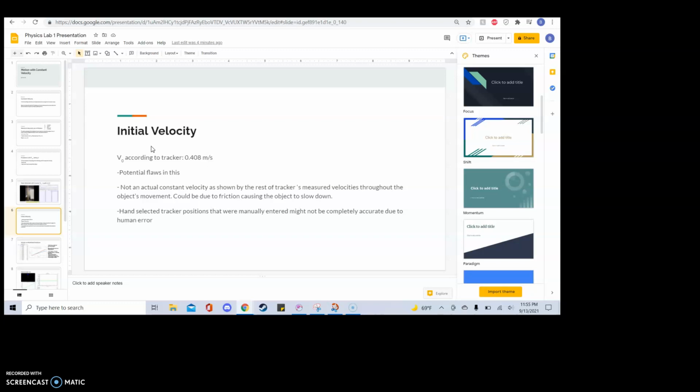And the hand-selected Tracker positions that were manually entered might not be completely accurate due to human error as well, which could cause compounding issues as the GlowScript's modeled positions are due to a recursive form.